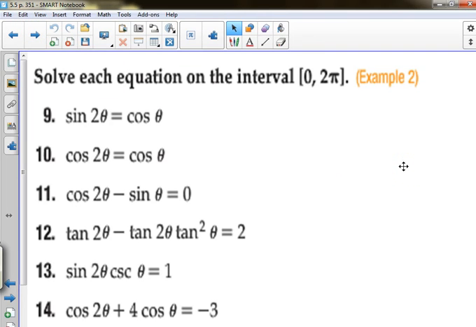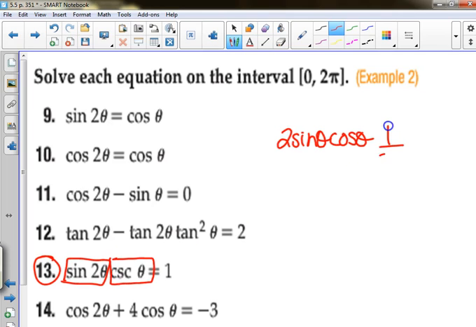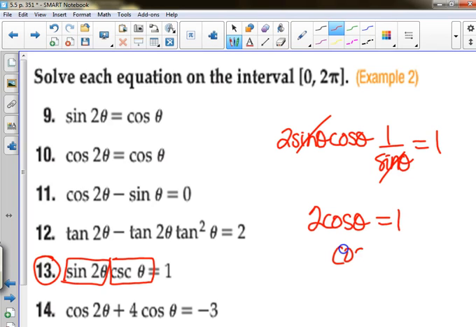Okay, guys. So this is the question that's on the homework. Solve this equation. What can we trade sine 2 theta for? 2 sine times cosine, right? What can we trade cosecant for? Okay, these cancel. So what is left? 2 cosine equals 1, or cosine equals 1/2, which will have 2 spots on the unit circle. Okay, that's not on the quiz exactly like that.